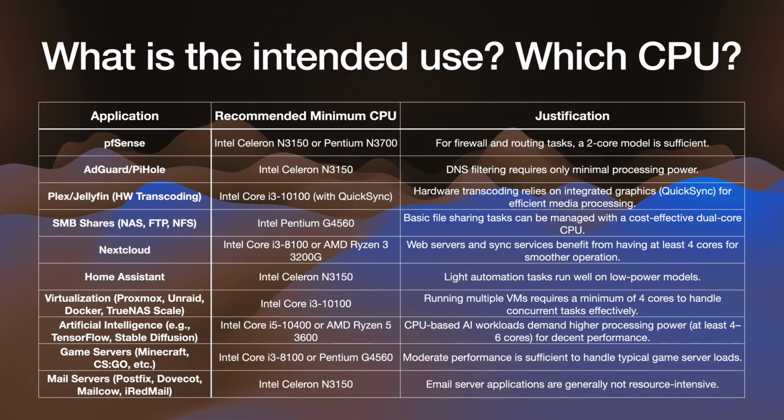Here's some help. At this point, you should press pause and take a closer look at the table. It will help you to find the right CPU for your application. However, the table only shows the minimum requirement for your planned application. For example, if you only want to use Home Assistant, then an Intel Celeron N3150 should be okay. Of course, you can always choose a better CPU.